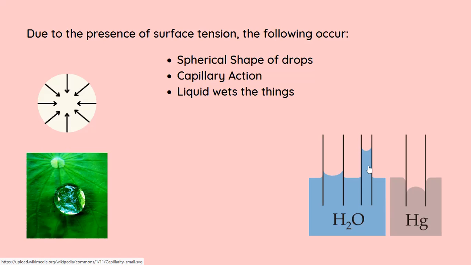And the last property is that liquids wet things. Liquid spreads on the surface because it flows, and as it flows, it leads to the process of wetting those things. So with that, we're done with the concept of surface tension.